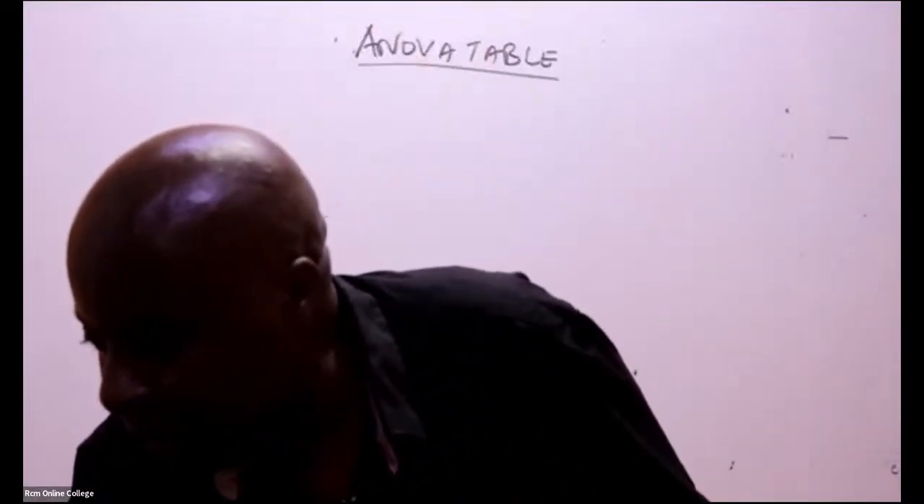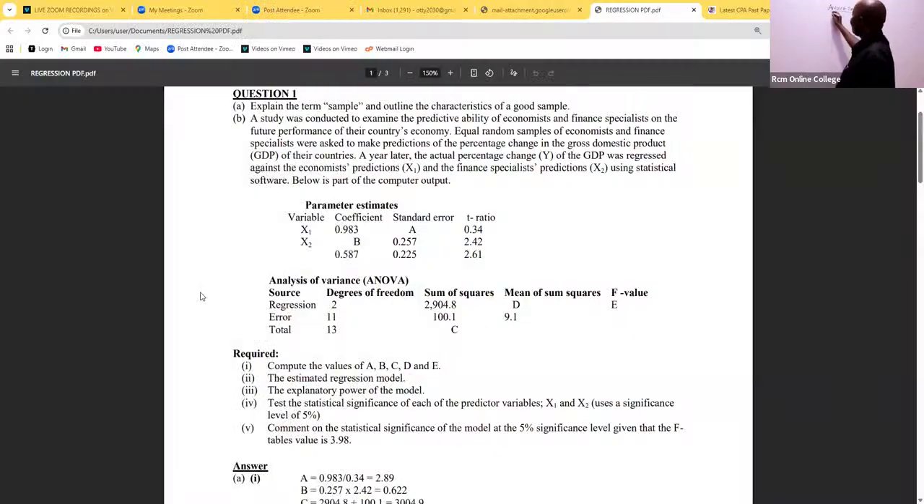So in this ANOVA table, what are they giving us? They have given us source. We have two sources. We have a regression source, which is what you also call explained. And then we have the error source, which is what we also call unexplained variance. And then we have our totals here.